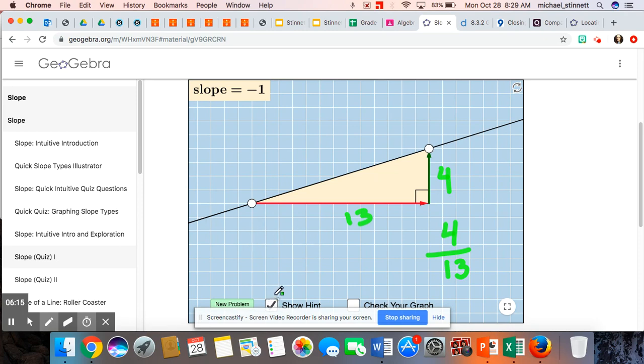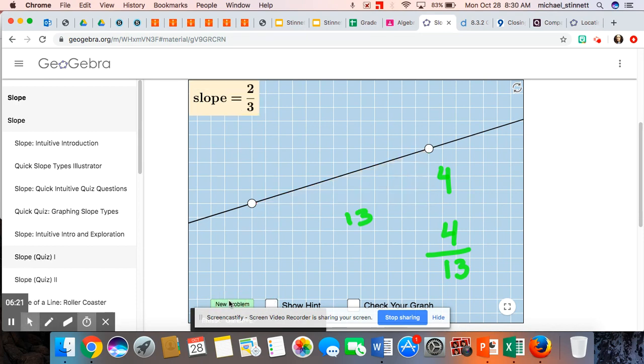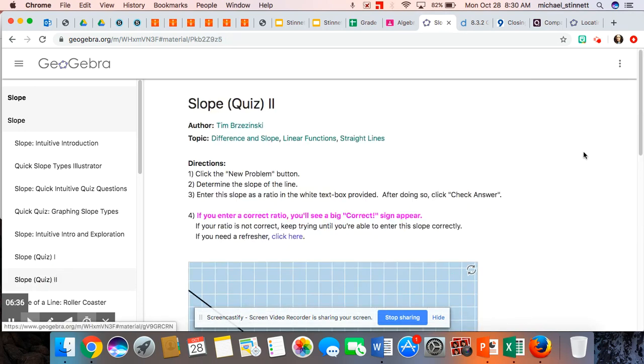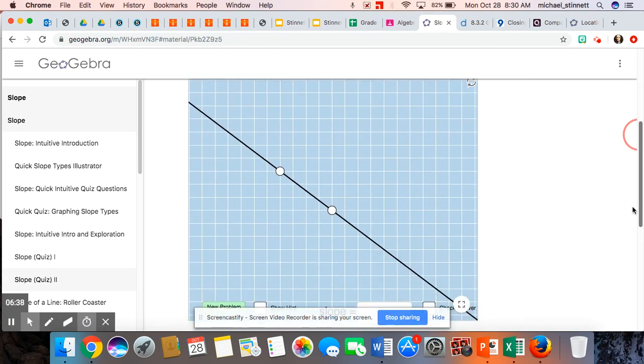So always, if you have this show hint, go ahead and click it. Once you finish one, go ahead and click new problem. All right, and it'll give you a different one, slope 2 over 3, and you can click show and then try to find a slope of 2 over 3, where 2 will be over here and 3 here. All right, and then you'll do quiz 2, which is another little quiz here.